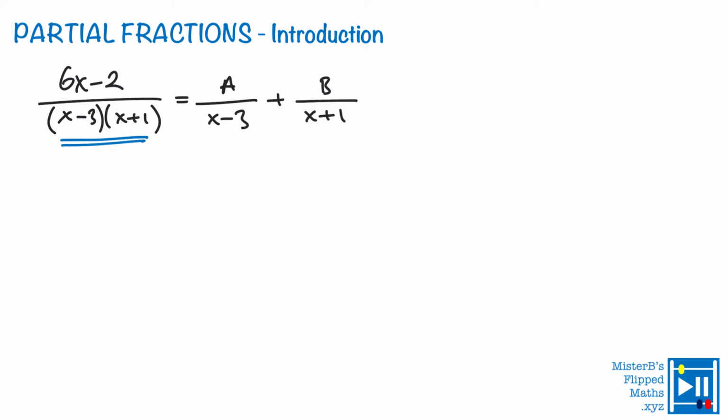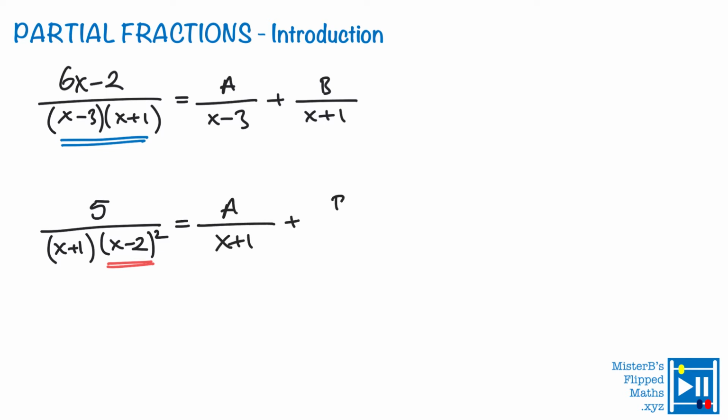A second type of partial fraction is when you have a repeated factor in the denominator. You can see that we have x minus 2 squared. So we're not going to write it as a over x plus 1 plus b over x minus 2 squared. We're going to add another fraction here. It's going to be c over x minus 2 squared. Let me explain the reason in a simpler way.